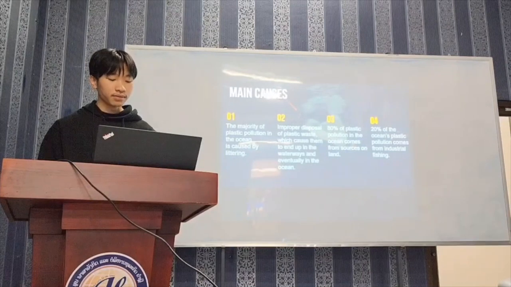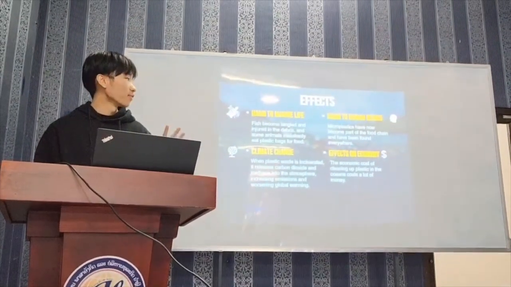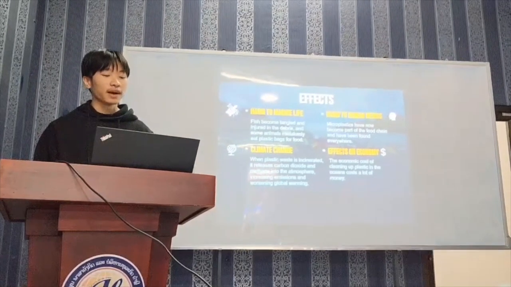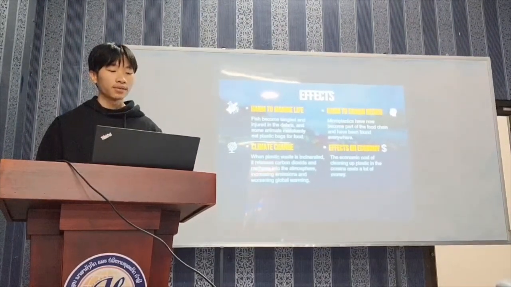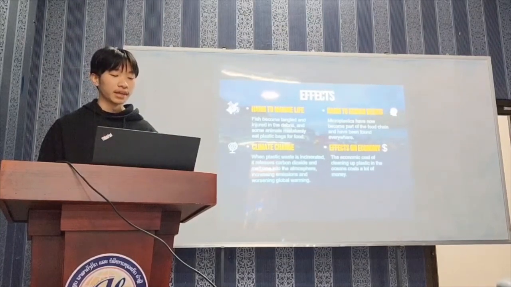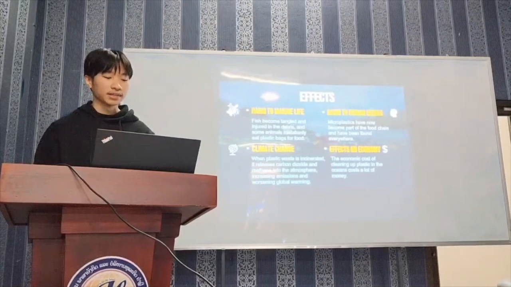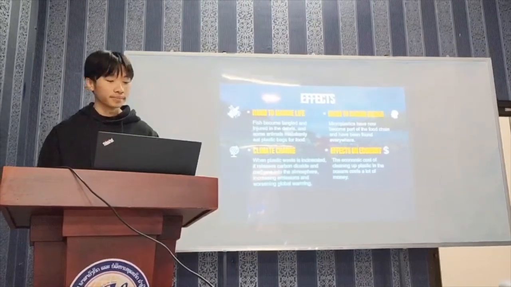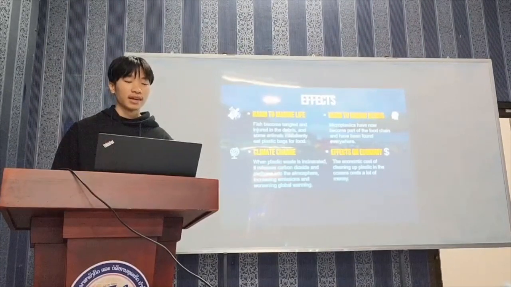Alright, let's continue to the effects. As you can see, I have 4 effects. The first one is harm to marine life. Fish become tangled and injured in the debris, and some animals mistakenly eat plastic bags for food. Okay. Can you repeat that again? Animal. Good. And also tangled.